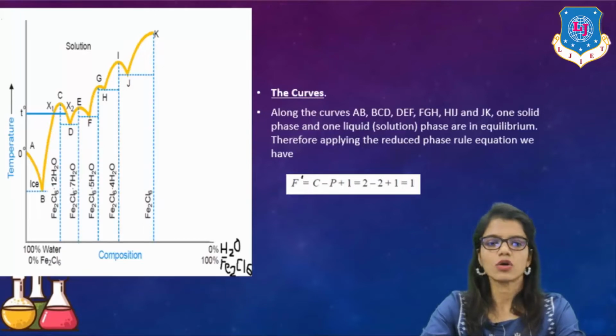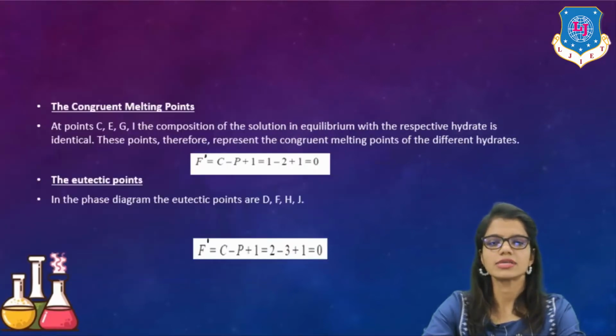Now let's see the curves. We have AB, BCD, DEF, FGH, HIJ and JK. For that we have F dash is equal to C minus P plus 1, which is 1. So it's a monovariant system, right? Along with it, what we will have here are congruent melting points. Those congruent melting points have F dash equal to 0, which are C, E, G and I.